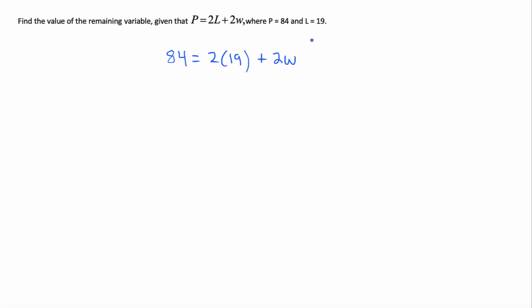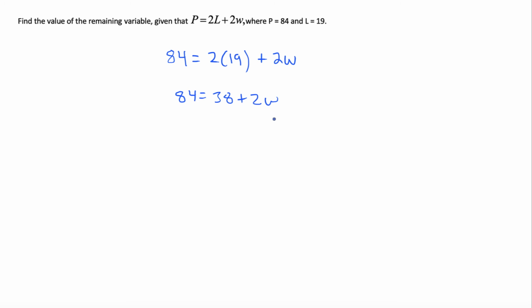Now we have to do the algebra. The first thing we did was plug in the values. Now we have to work everything out and solve for W. Remember, the order of operations is very important here. The first thing we should do is multiply the 2 times the 19. That gives us 38. So 84 equals 38 plus 2W.